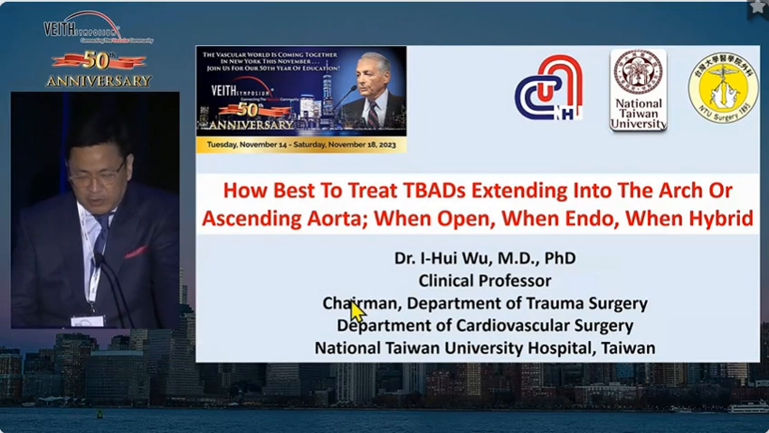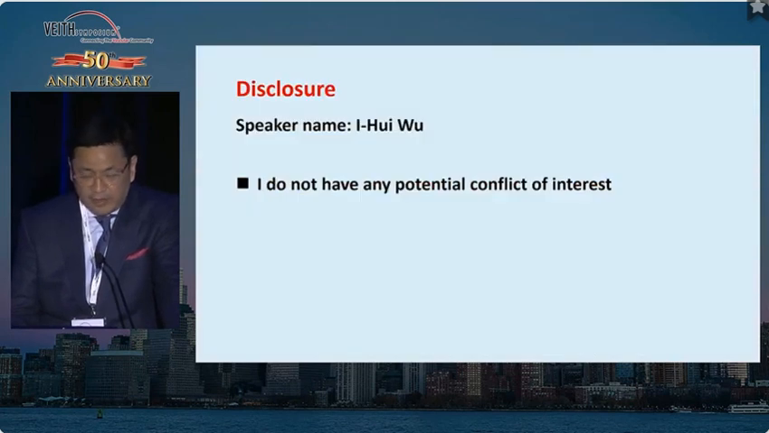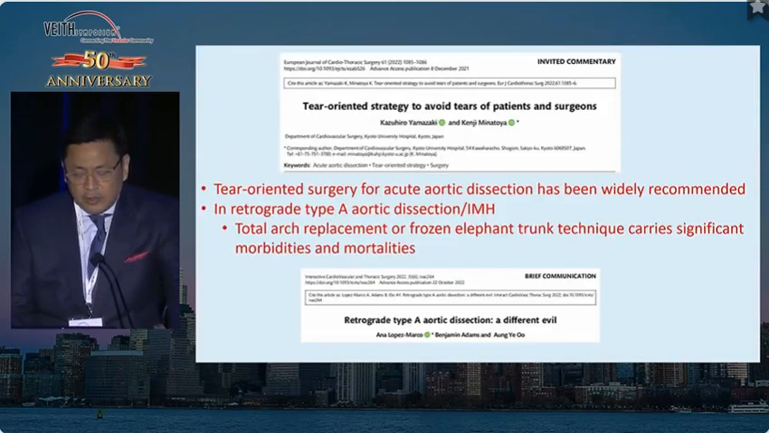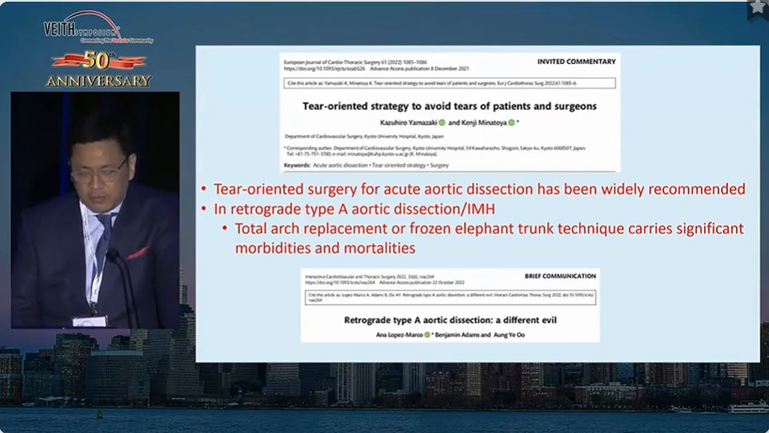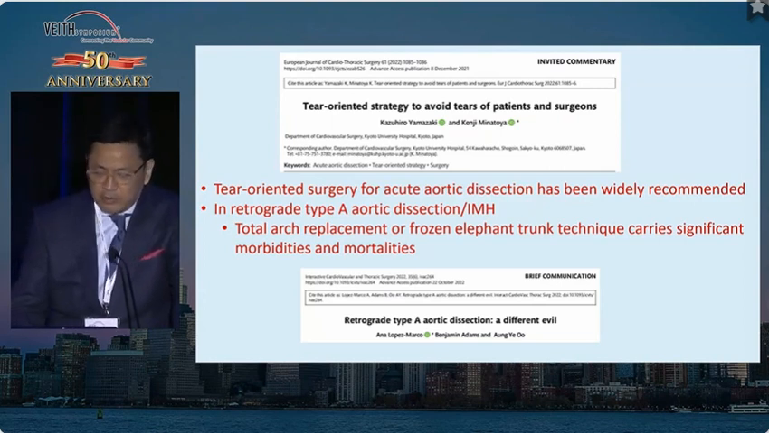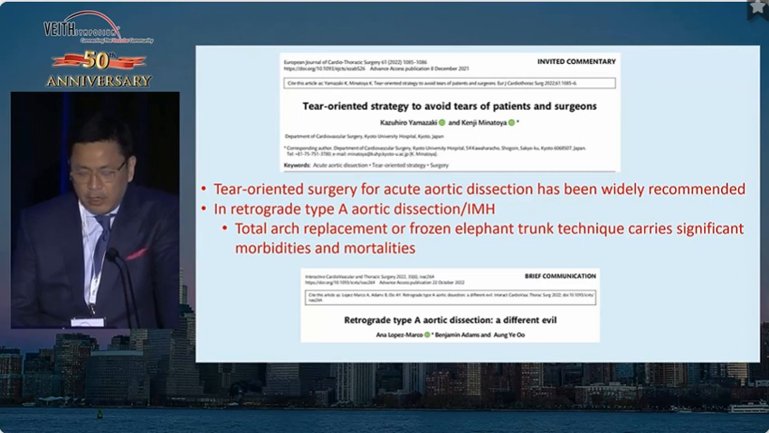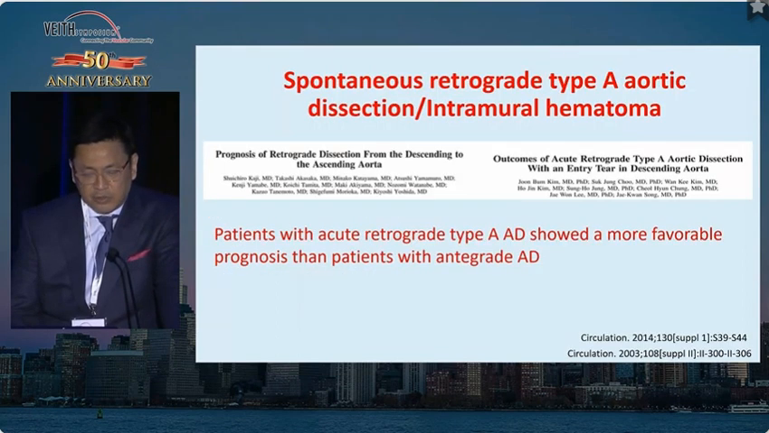And the topic I'm talking about today is how best to treat a retrograde type A aortic dissection or intramural hematoma. I have nothing to disclose. I think in aortic dissection, tear-oriented treatment surgery has been widely recommended, and especially in the retrograde type A aortic dissection or intramural hematoma, arch replacement or the frozen elephant trunk really carries significant morbidity and mortality.